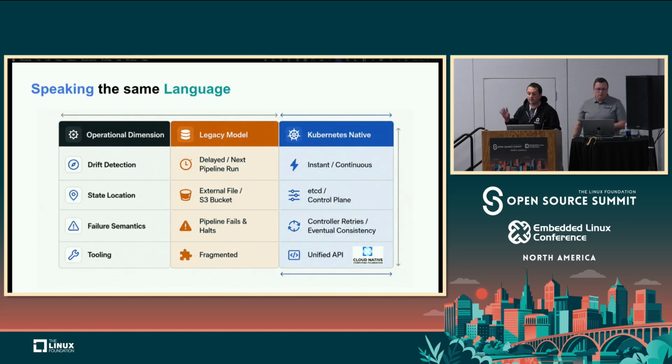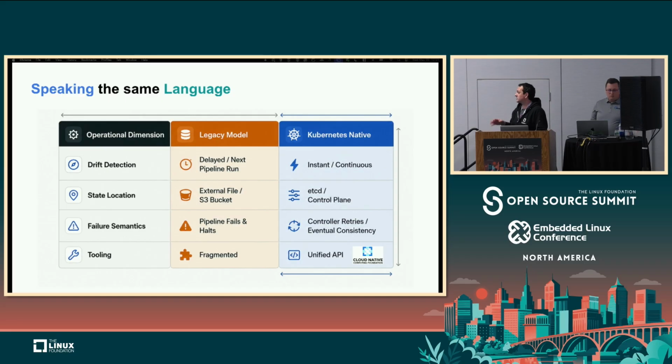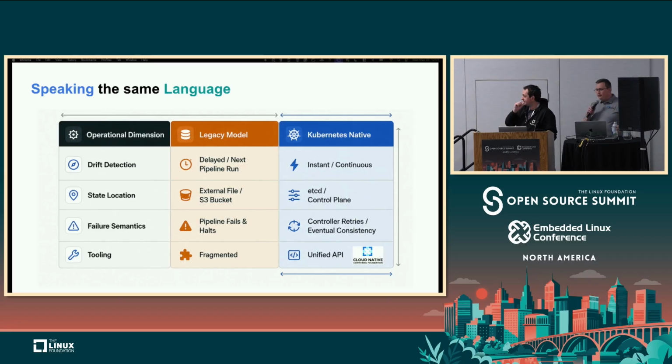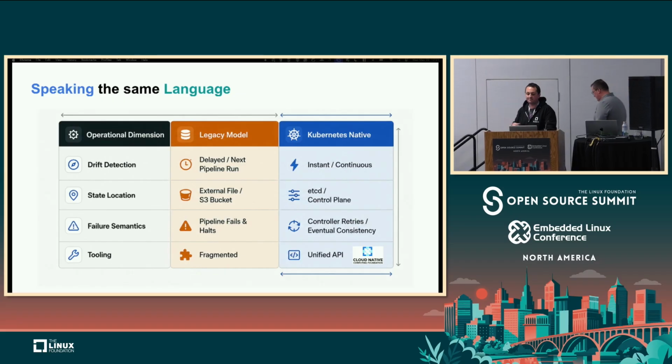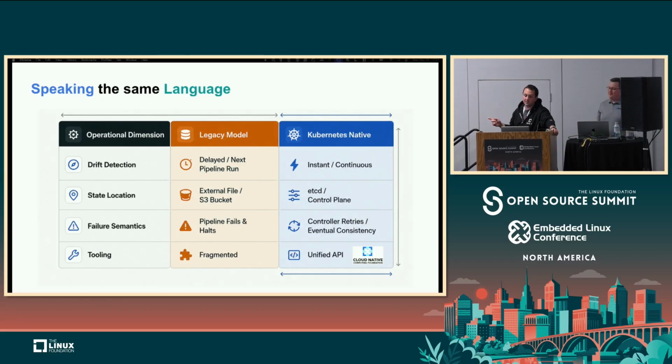All right, so here we're going to compare how the legacy runner-driven model compares with one that is Kubernetes native. So in the legacy model, drift detection required running a pipeline. Now it immediately gets exposed through continuous reconciles.